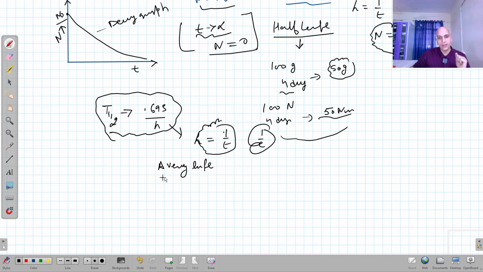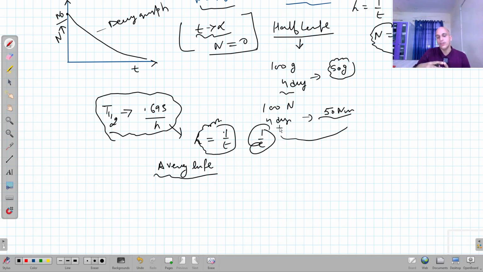Now what is the meaning of average life? Average life of a given sample. I told you that if I have 100 nuclei and the half-life is 4 days, it means after 4 days 50 nuclei will decay. Now it doesn't tell which 50 nuclei will decay. So it means the different nuclei present in the sample will have a different lifetime.